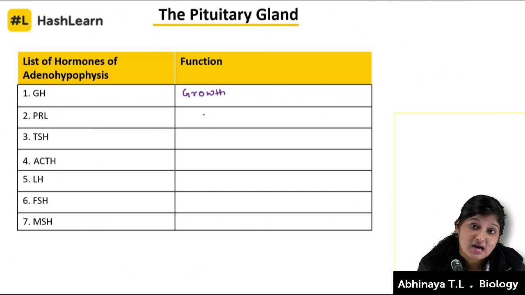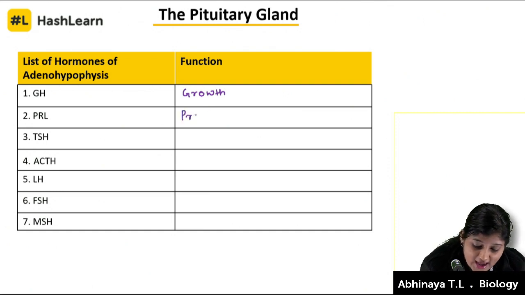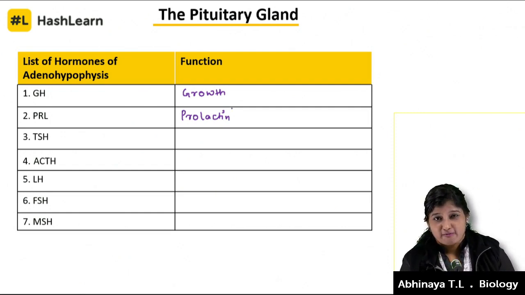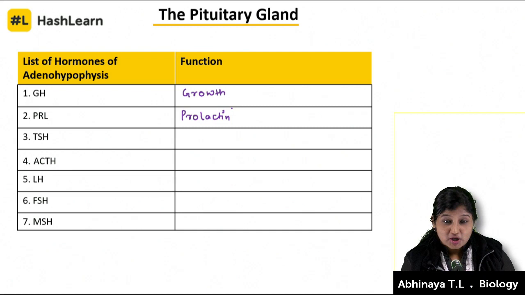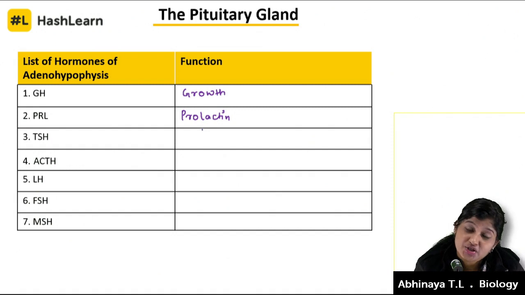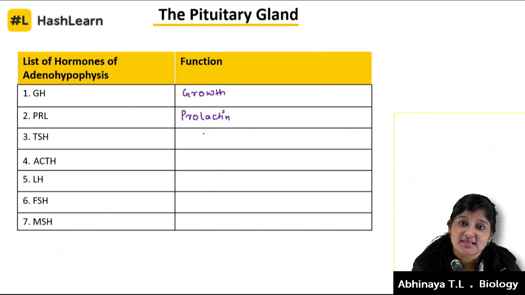The next hormone is called PRL. This hormone is prolactin. It is going to induce milk formation in the mammary gland, the development and maturation of the mammary gland and release of milk. When the woman has delivered the baby, that's the lactation period, it plays a role in that. And we have TSH, that is the thyroid stimulating hormone. This is going to secrete the thyroid hormones, the T3 and T4 hormones from the thyroid gland.